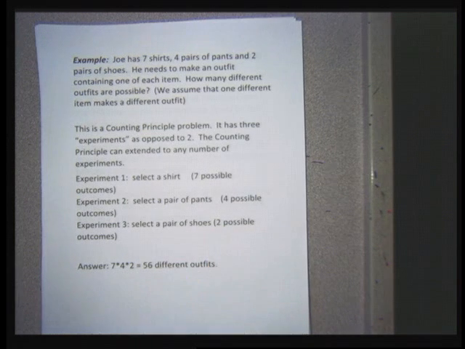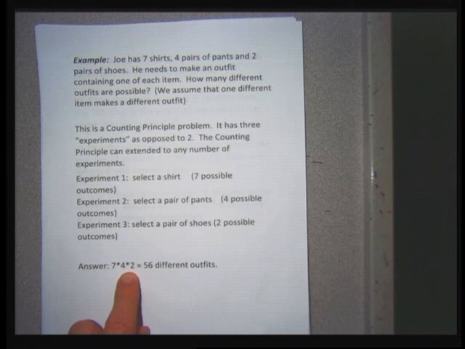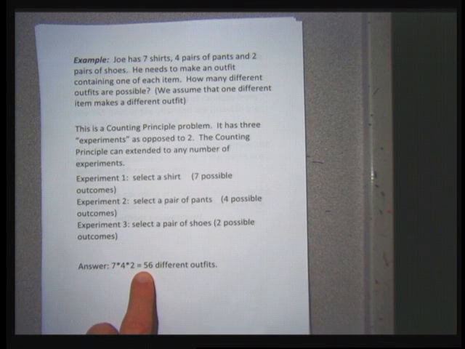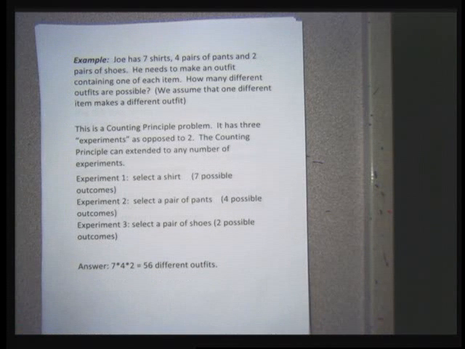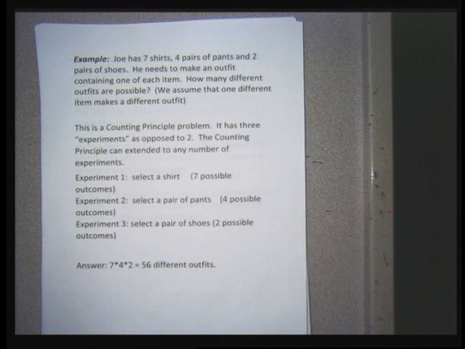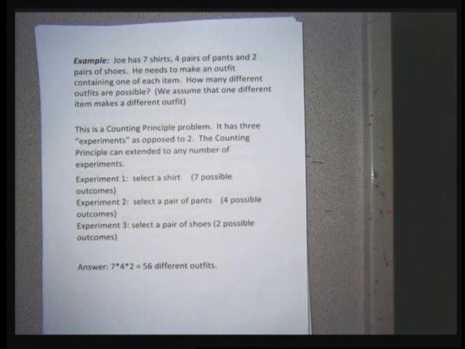The counting principle says doing experiment 1 followed by experiment 2 followed by experiment 3, if you know the number of outcomes of each experiment, you just multiply those outcomes together, and you'll get the number of possible items in the sample space. The items in this sample space are the different outfits that Joe would have, consisting of 1 shirt, 1 pair of pants, and 1 pair of shoes. So that's 56 different outcomes. We're going to do a boatload of problems coming up just like this.